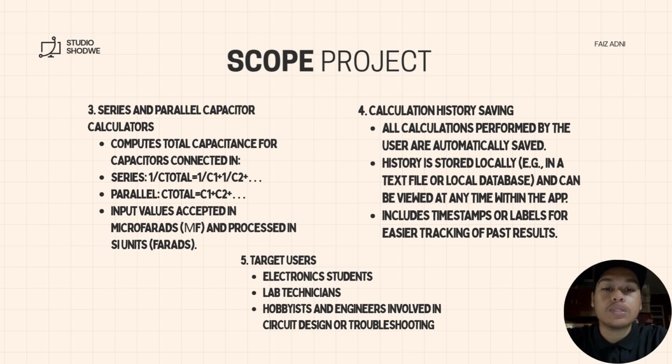Fourth, the calculation history saving. All calculations performed by the user are automatically saved. History is stored locally, for example in a text file or local database, and can be viewed at any time with the app. Include timestamp or label for easier tracking of past results.